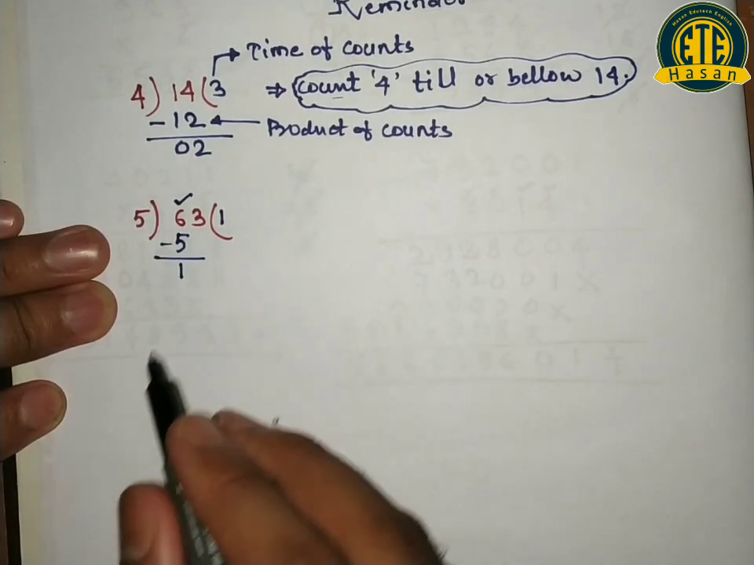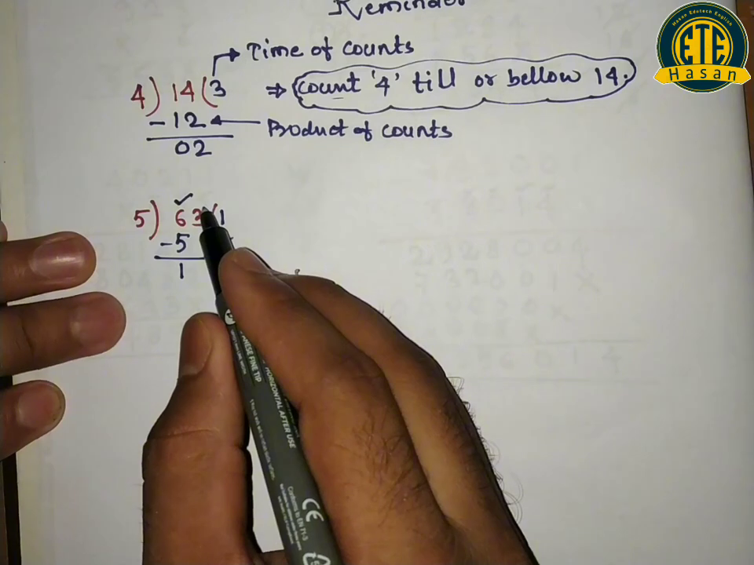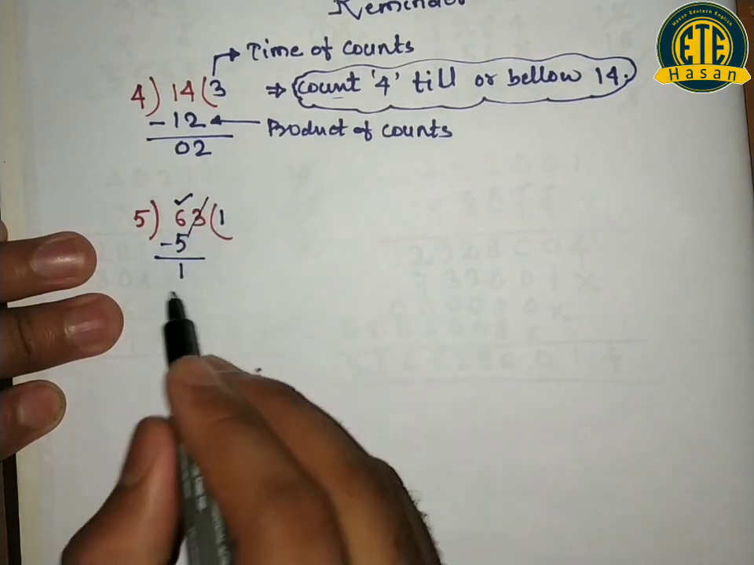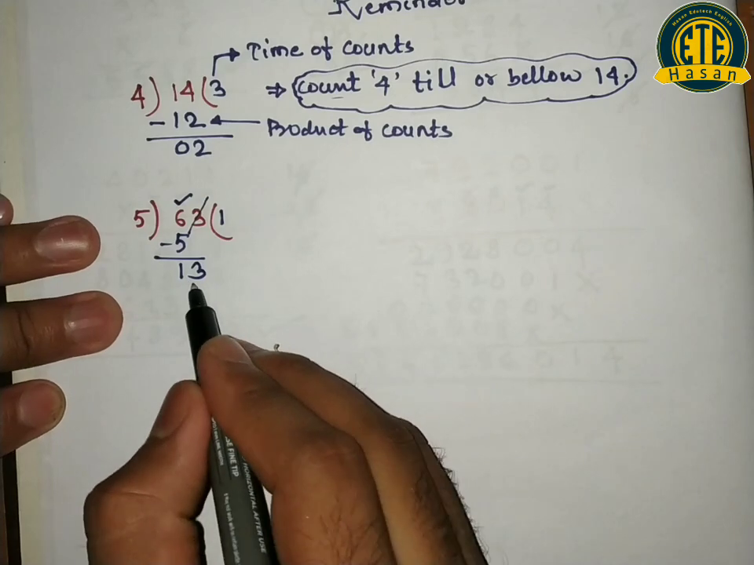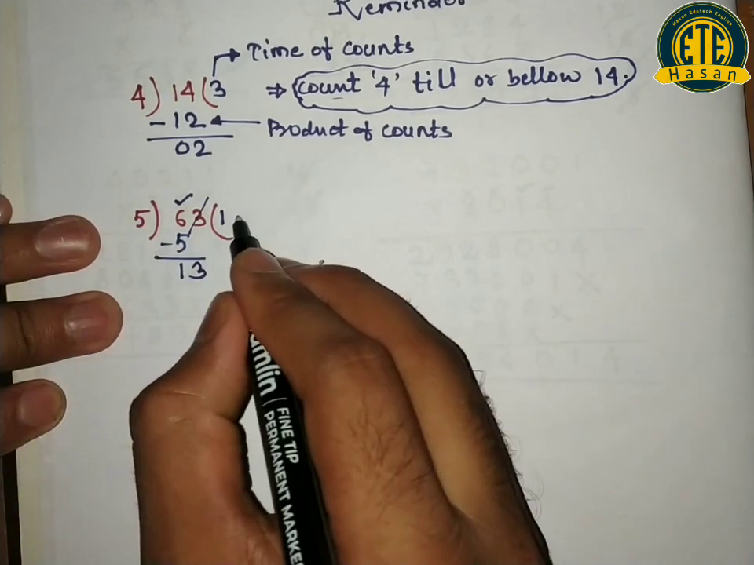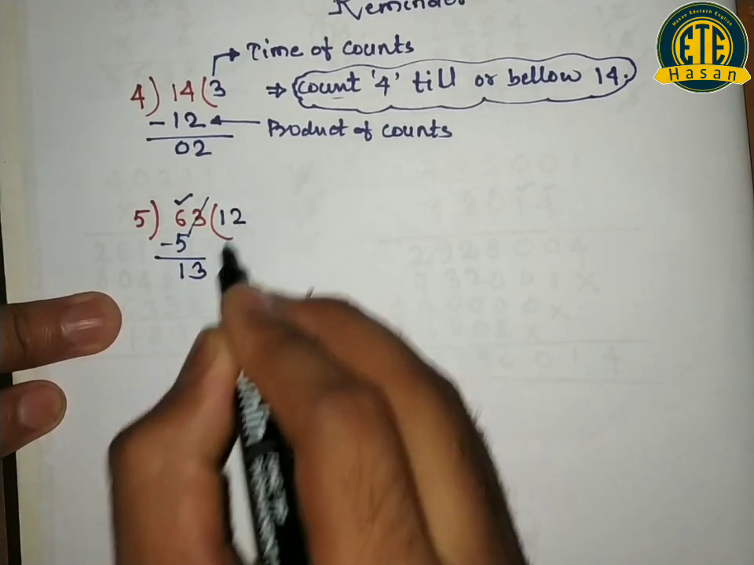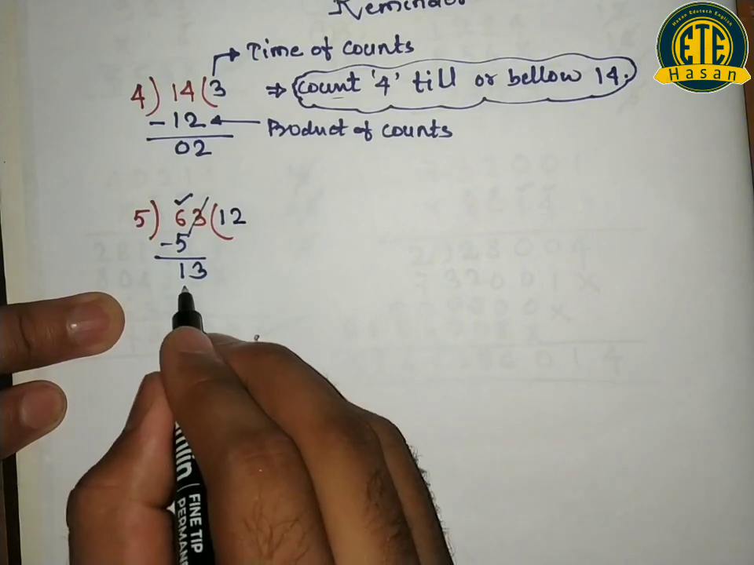After subtracting, we have to note down from this dividend. Here is the 3. Note down 3. Now count 5 up to 13. 5 ones are 5, 5 twos are 10.